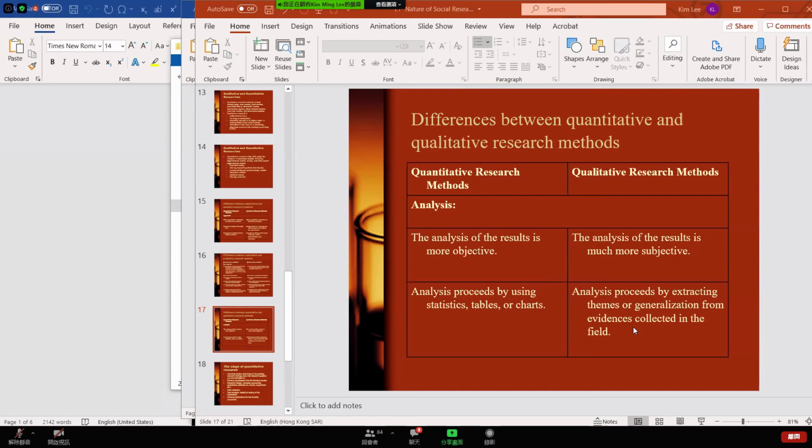Okay, so this is about conceptualization. That means you want to find out the nature of protest. You conceptualize them into different types, different categories. Okay, so this is qualitative research. So in this case, the result, the analysis are very different from quantitative research and qualitative research.